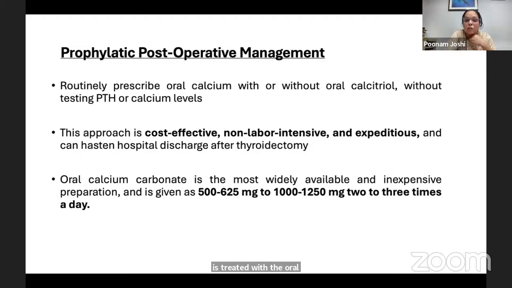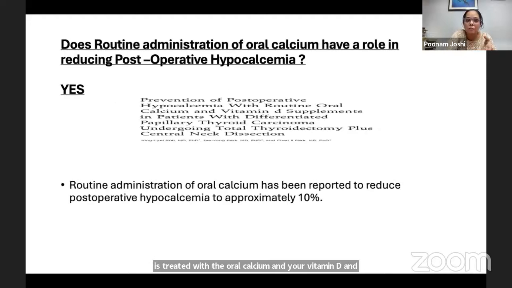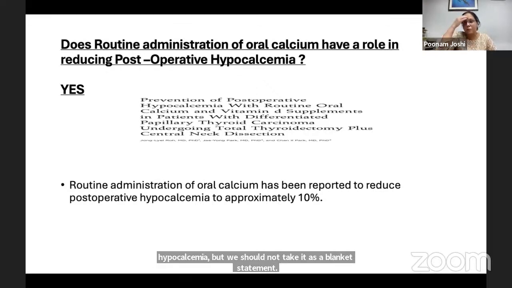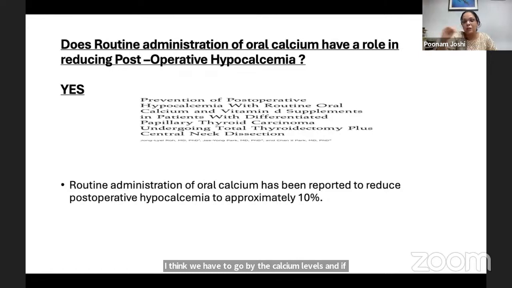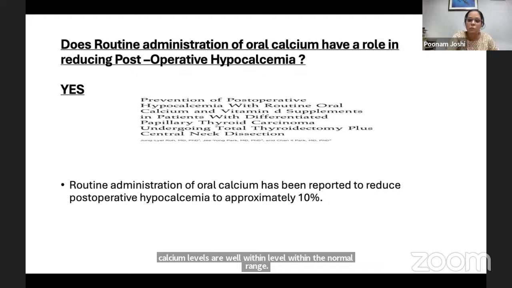And there is the question of whether we give our patients oral calcium without seeing the level of calcium. Earlier in our practice, we used to give it. There was some data also that giving 500 milligram TDS may reduce the risk of post-operative hypocalcemia, but we should not take it as a blanket statement. I think we have to go by the calcium levels, and if the calcium levels are well within the normal range, and the patient is not symptomatic, you can in fact wait also.